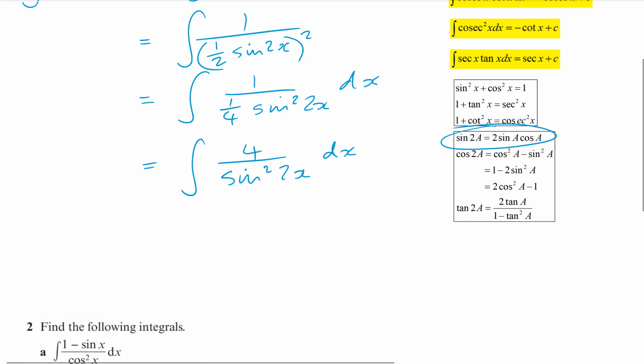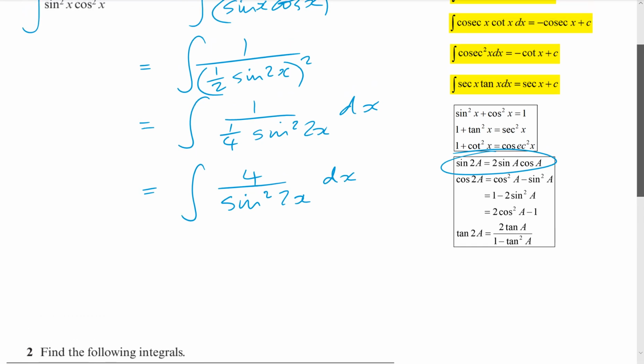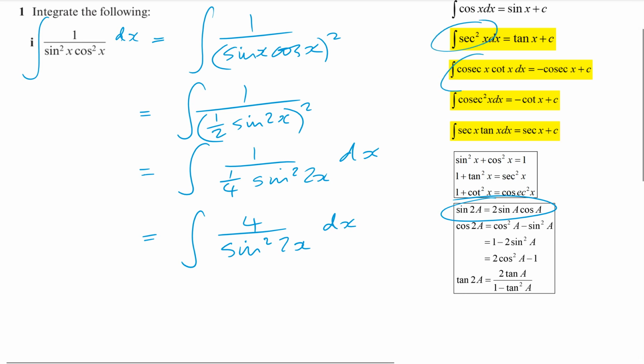Now always be on the lookout for getting one of these. Can we get a sec squared? Can we get that? Can we get that? Or can we get that? Now you might have spotted that the one we can get here is that cosec squared. So this question will now become the integral of 4 cosec squared 2x, because 1 over sine squared is cosec squared. We still haven't integrated anything now, but I'm pretty confident you'll be able to do the rest now.